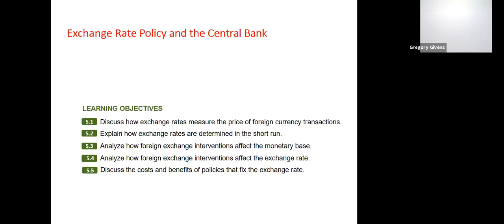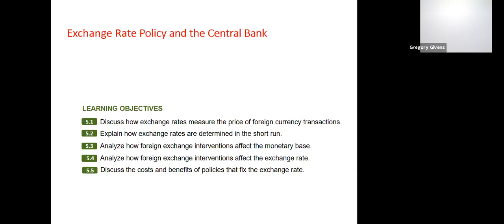And so their central banks take measures to try to manage them as much as possible. And so we'll talk about how that plays out. What can the central bank do to raise or lower or even peg their exchange rate? And then lastly, we'll talk about some of the costs and benefits of policies that actually fix the exchange rate.